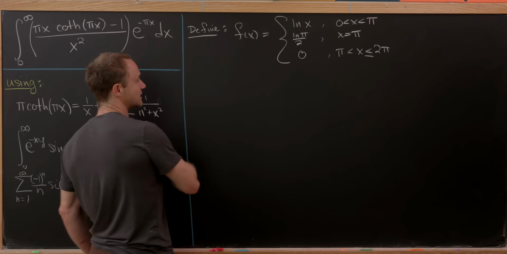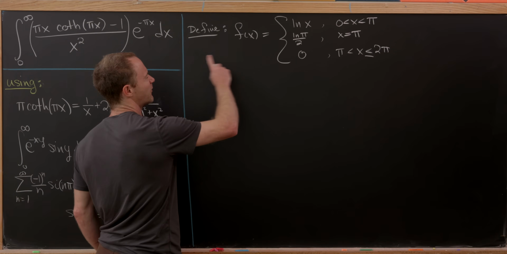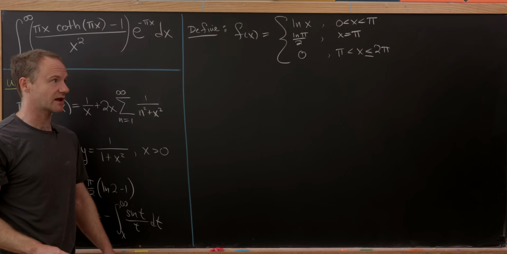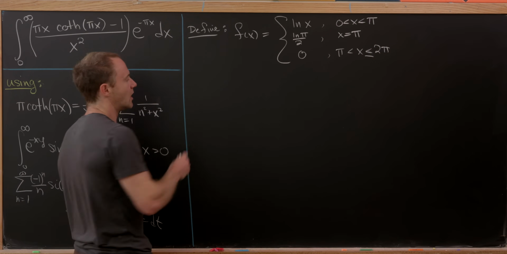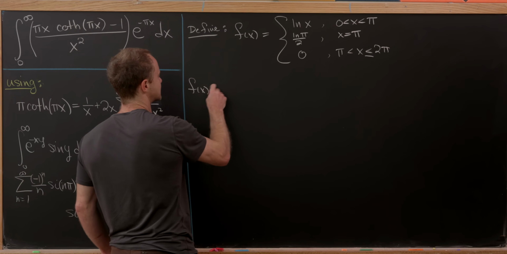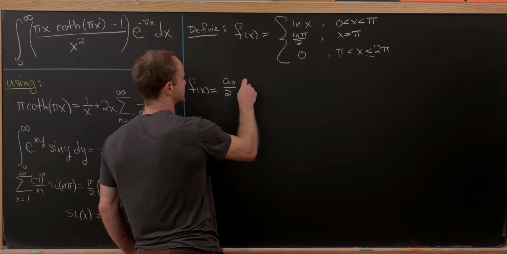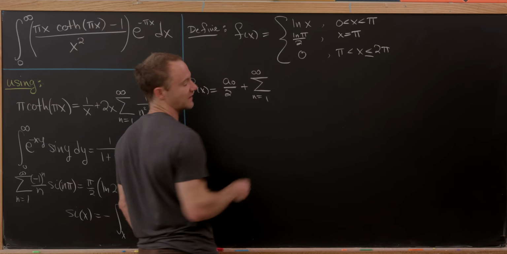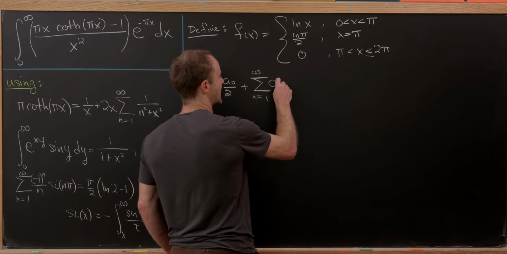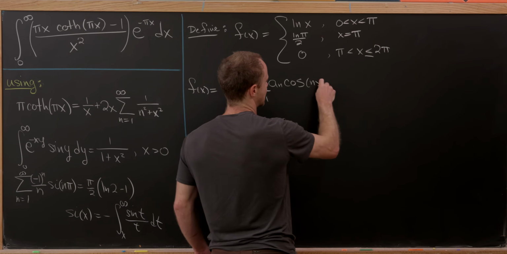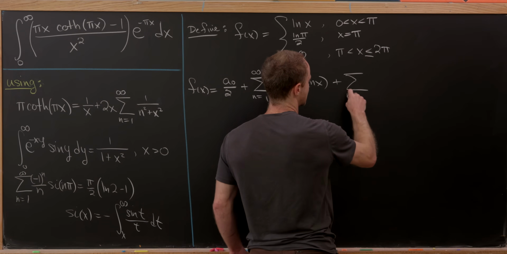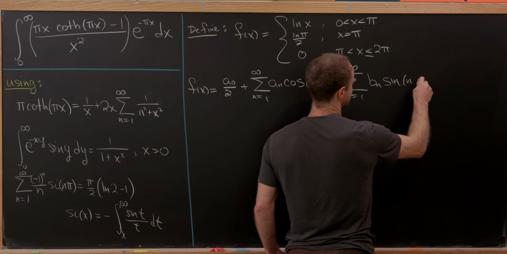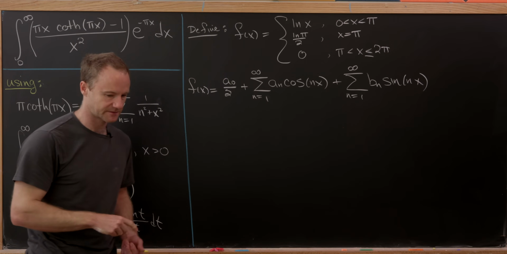Okay, so now let's do our expansion. But maybe before we do that, I'd like to highlight again that this is going to be expanded periodically with the period of 2 pi. So we can take f of x and rewrite it as a0 over 2 plus the sum as n goes from 1 to infinity of a_n times cosine of nx plus the sum as n goes from 1 to infinity of b_n times the sine of nx.